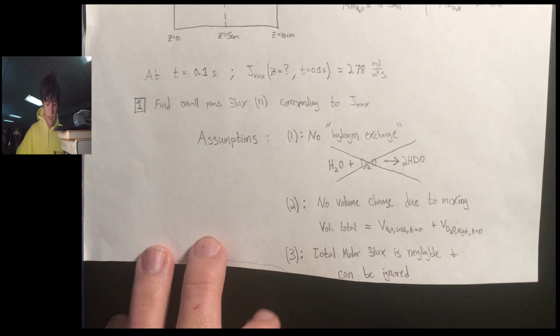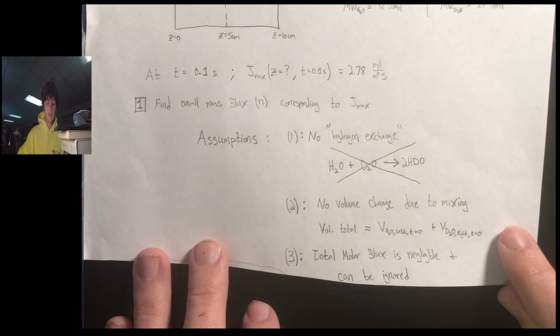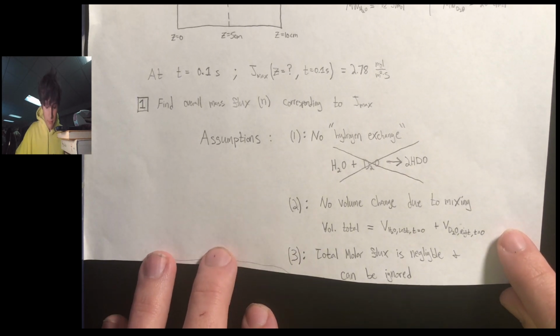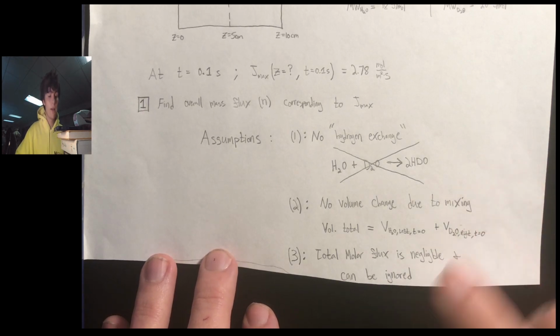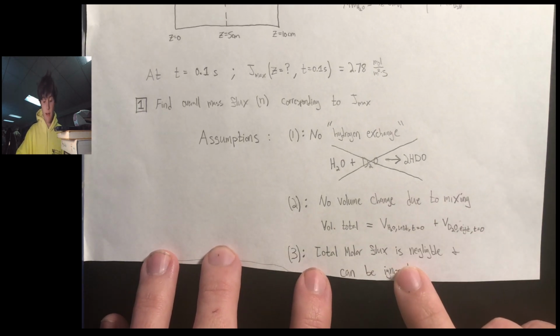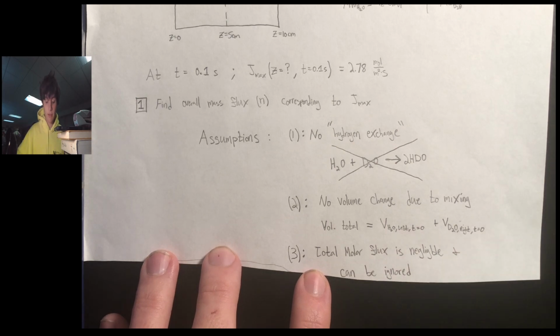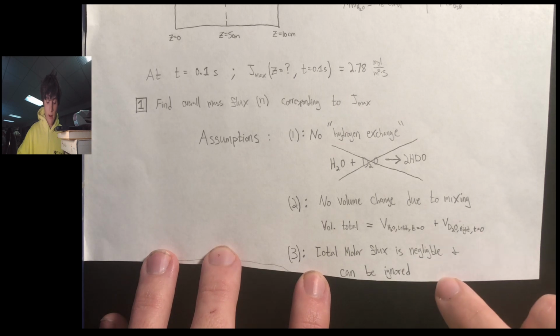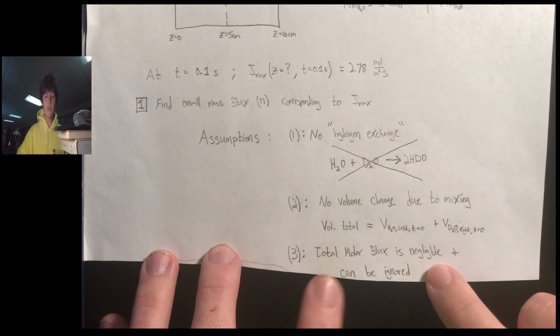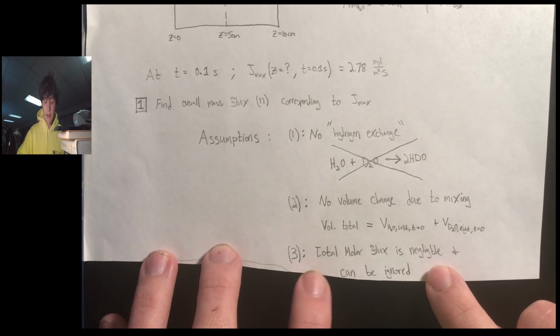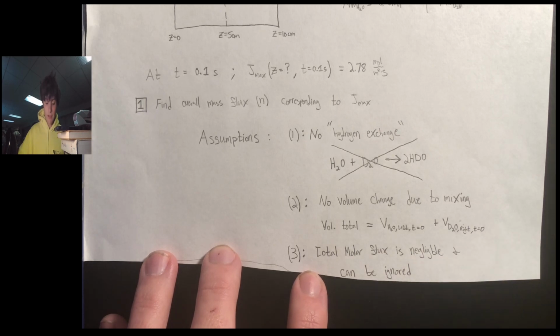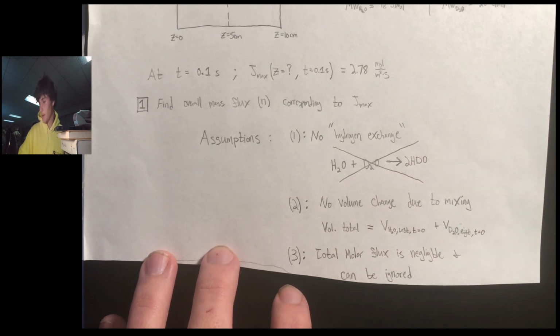The third assumption is that the total molar flux is negligible and can be ignored. We're going to talk about why we can say that it's negligible and approximately 0. It's not actually equal to 0, as we'll see, but this assumption is needed because I tried solving this problem without the assumption that the total molar flux is approximately 0, and I could not solve it. So in order to solve this question, I need this assumption.